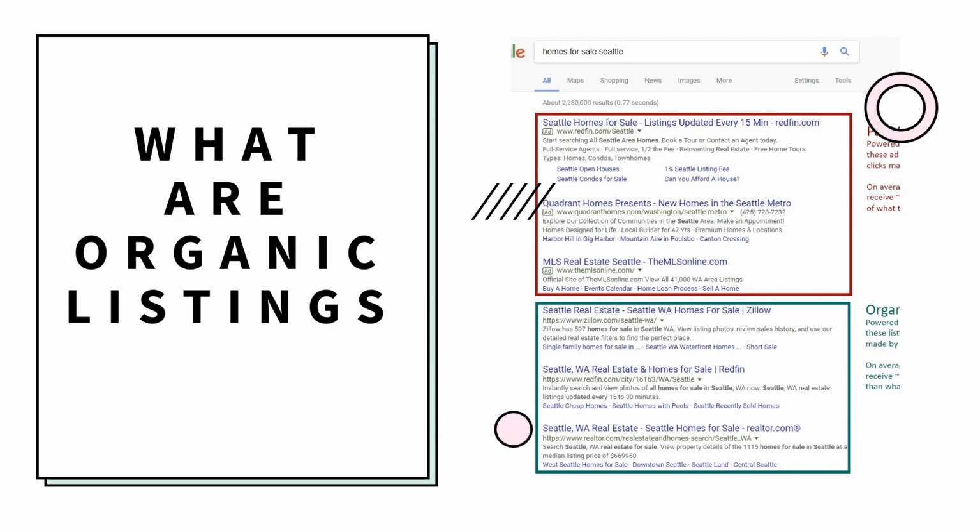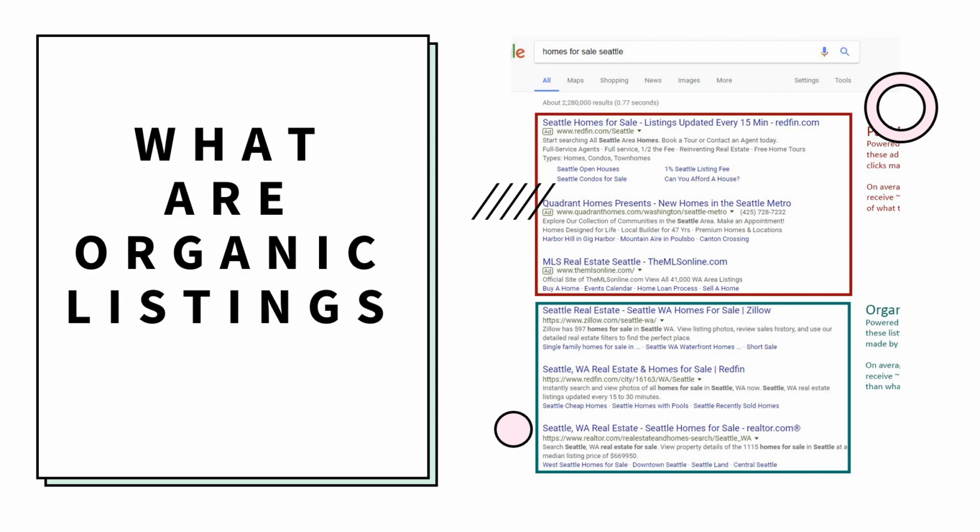Now, there are two types of listings that are shown in the search results. There are paid listings and there are organic listings. And paid listings are when advertisers are basically paying Google to be displayed at the top of Google, right? And they show above organic listings.